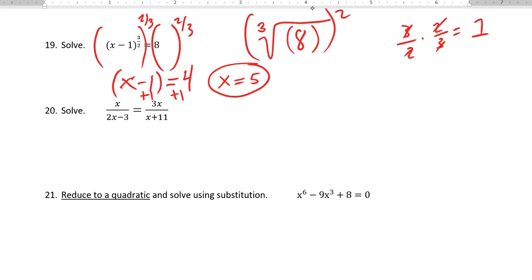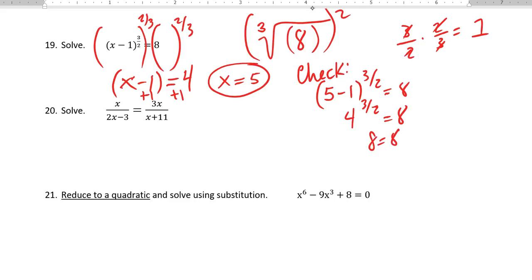Whenever you're dealing with radicals or rationals, you must check your answer because you could have developed extraneous answers. These would be solutions that you did the procedure right, but you just have created a solution that's not really a solution. So here we go. We're going to put in a 5 for x. And we're going to get 4 raised to the 3/2 power, which once again, you can use your calculator, or you can say to yourself, this is the square root of 4, which is 2, raised to the 3rd power, which is 8. And this truly is our solution.